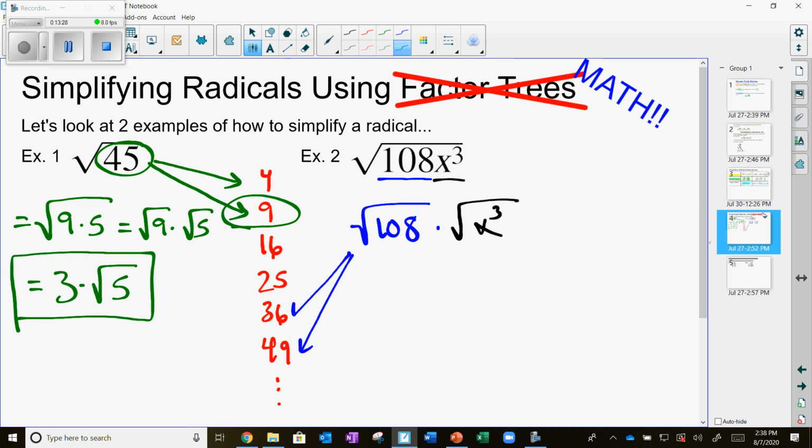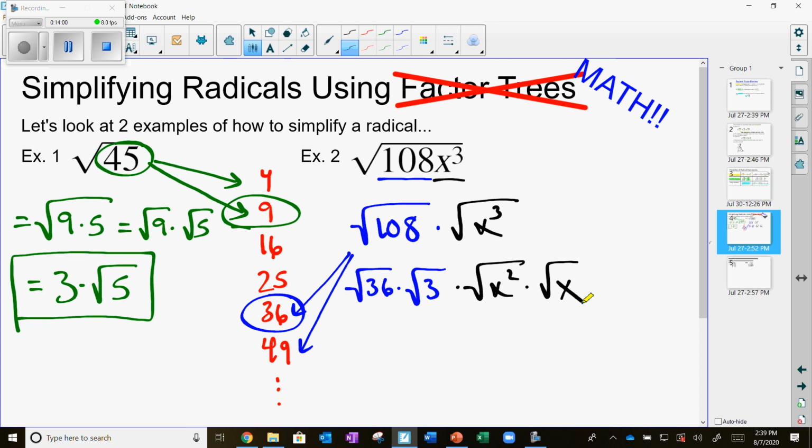We could take 108 and divide it by 36 to see if that is a factor. 108 divided by 36 gives you 3. So that one is divisible, so it must be a factor. So this 108 could really be written as the square root of 36 times the square root of 3. And then over on the other side with my x squared, I could really say that that's the same thing as the square root of x squared times the square root of x.